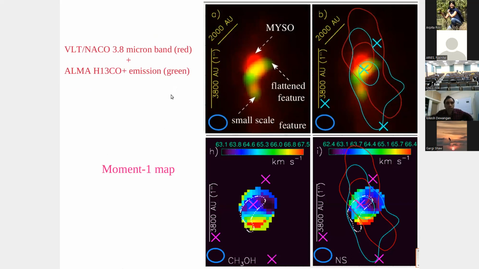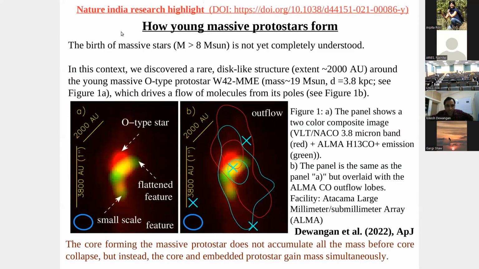Okay, yeah. Now you see these point-like sources, and you see these flattened-like features. We also overlaid the outflow. Now you see this flattened-like feature is almost perpendicular to the point-like sources, and the outflow is also going perpendicular to this flattened-like feature. If you look at the other tracers and their velocity, this is a moment one map. Looking at the velocity structure, you find a significant velocity gradient. This allows us to say there is a disc-like feature around these sources. These results we have highlighted in Nature in India.